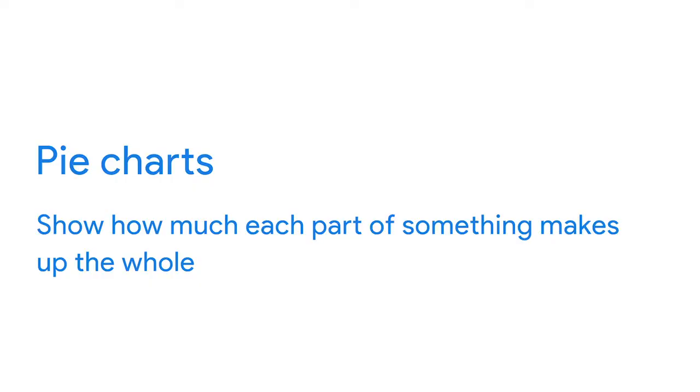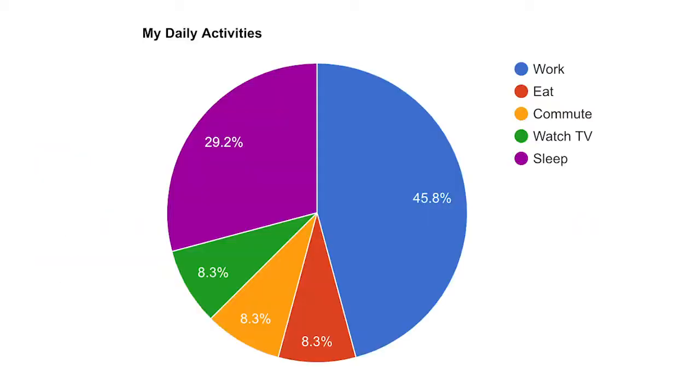Now let's check out another visualization you'll probably recognize. Say hello to the pie chart. Pie charts show how much each part of something makes up the whole. This pie chart shows us all the activities that make up someone's day. Half of it's spent working, which is shown by the amount of space that the blue section takes up.